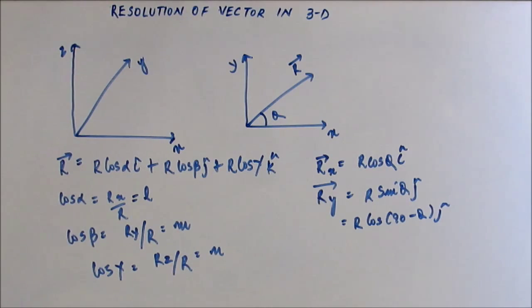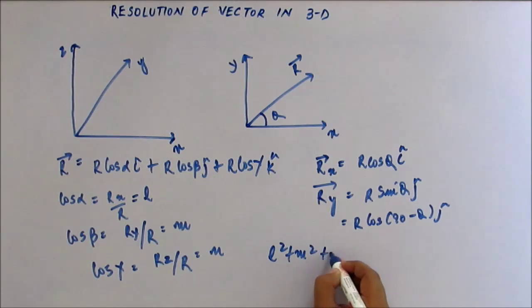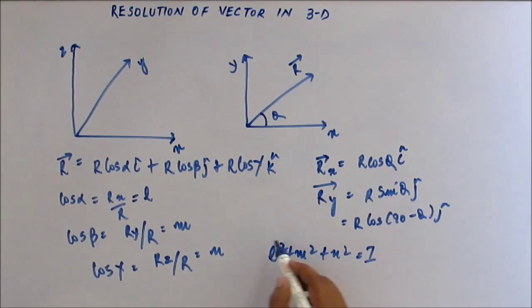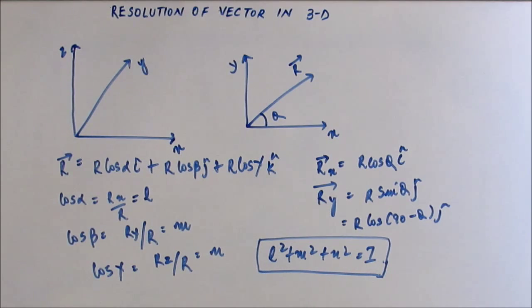Now, it won't take you much time and energy to realize one of the important relations here: L squared plus M squared plus N squared is equal to 1. This is pretty straightforward, and you can see this right away. If this is not very natural and you cannot see it at once, then put your mind together and figure out why L squared plus M squared plus N squared should be equal to 1. You should be able to. It's pretty easy.